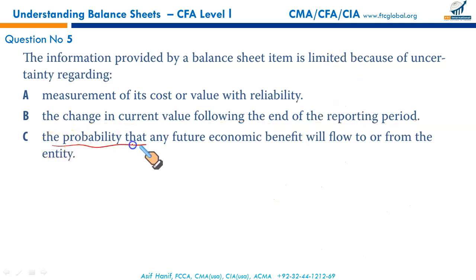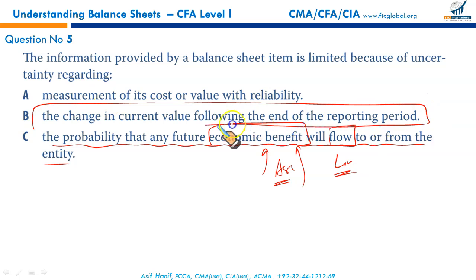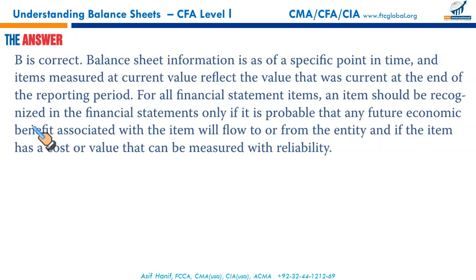It further says the probability that many future economic benefits will flow to or from an entity. Yes, we take many items that are probable, but it's not a limitation. Items are recorded only if it is probable that some economic benefit will flow to the organization representing an asset, or some economic benefits will flow from the organization representing a liability. Right? So only those items are recognized that will either result in an inflow or an outflow of economic benefit. It's not a limitation. This is the limitation, that after the balance sheet date, things can drastically change the composition of your balance sheet. That's the limitation B.